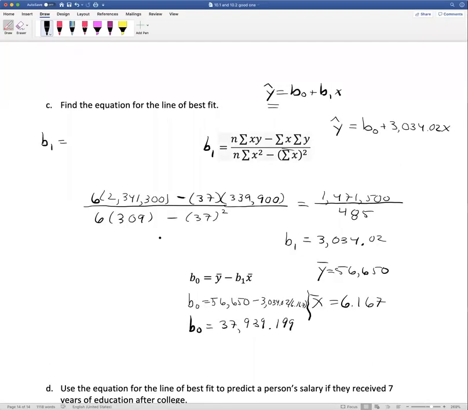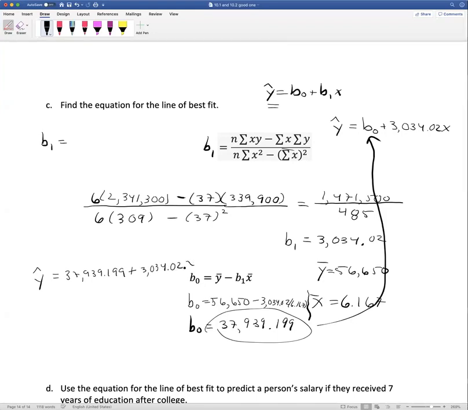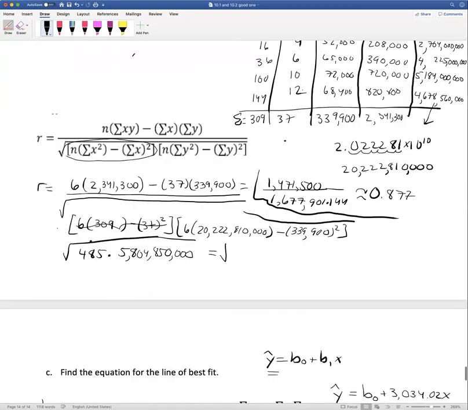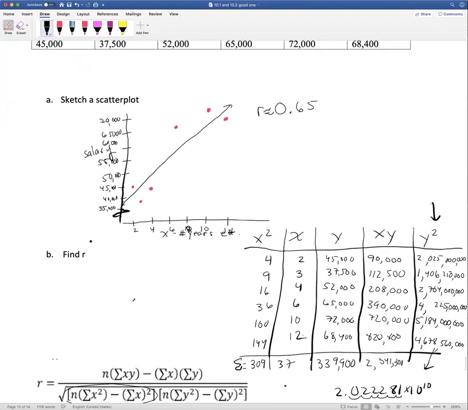So that's our B naught, and that's the value we're going to substitute back in right over here. So the regression line for this sample is B naught, which is 37,939.199, plus M, which is 3,034.02 times X. This is the regression equation of the line. So if we were to draw a line that best fits this data, that would be the equation of the line that best fits the data.